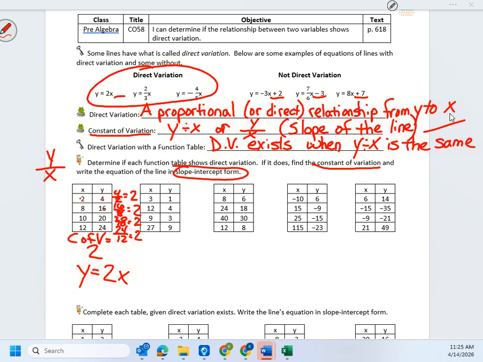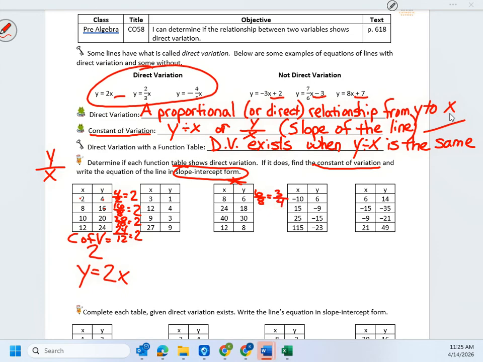Let's try one more together. Let's do this one, the middle one. How am I going to set that up? Bo? 6 divided by 8. Yeah, I need that y divided by the x. What is that simplified down to, Bo? 3 over 4.